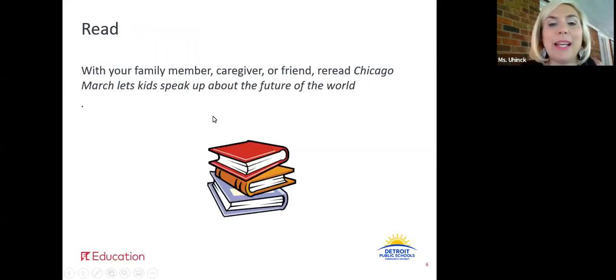With your family member, a caregiver, or a friend, reread this text. Chicago March Lets Kids Speak Up About the Future of the World. Now, don't forget, on daily lesson 34, I actually read this aloud. So if you want to hear it read aloud, feel free to go back to daily lesson 34. But if not, reread this with a family member, a caregiver, or a friend. All right, pause this video and do that now.